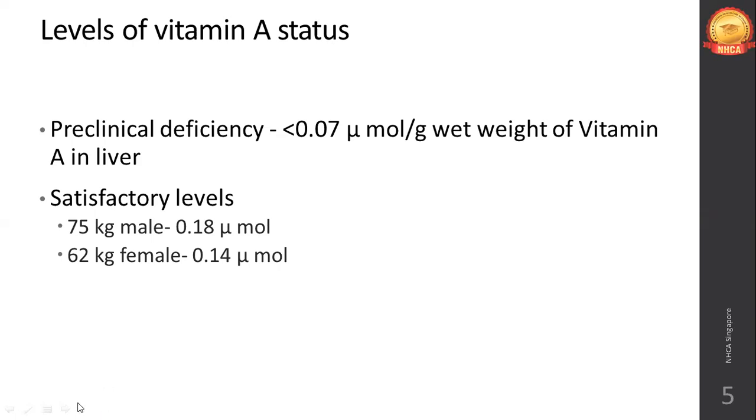Then satisfactory levels, where even if the dietary intake of vitamin A is low, it is still enough to make good use of that low source of vitamin A and keep your physiological functions in the body active and not impaired. If a male is around 75 kg, this should be the satisfactory level of vitamin A concentration in their samples, that is 0.18 mmol. And if it's a woman weighing around 62 kg, 0.14 mmol should be the satisfactory level present in their samples, retinol in their blood sample, serum sample, etc.